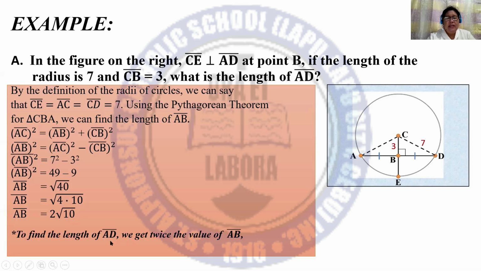Therefore, to find the length of AD, we have to get twice the value of AB. From A to B, that is 2 square root of 10. So AD is equal to 2 times 2 square root of 10, which is equivalent to 4 square root of 10 units. And that's the measure of segment AD or chord AD.